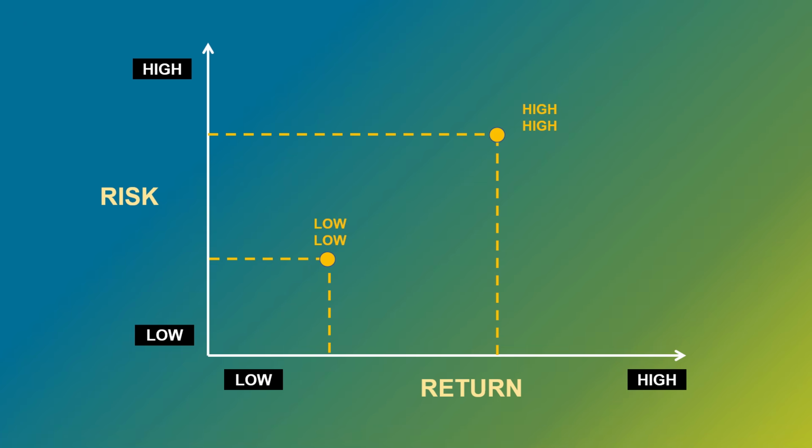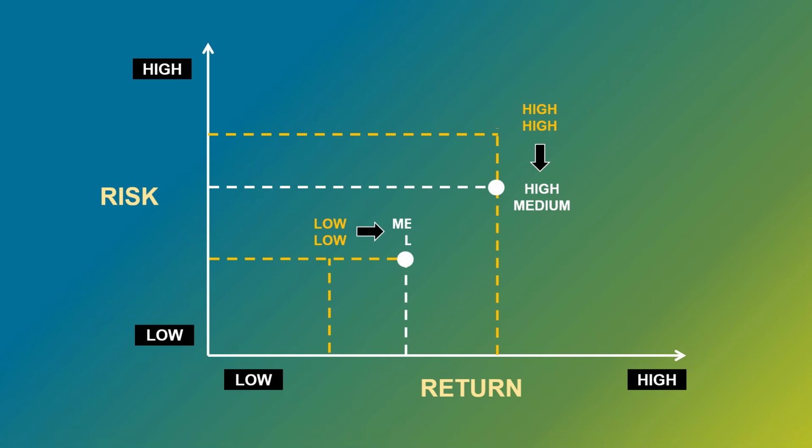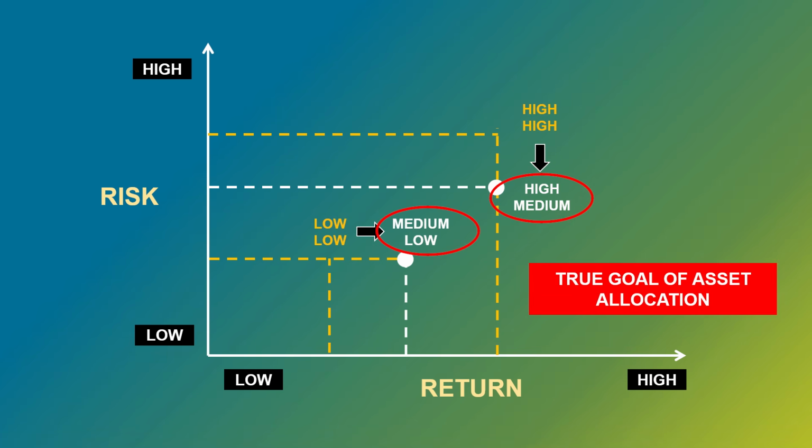Now, the purpose of asset allocation is to improve the return-risk equation, which means graphically, this portfolio should either aim to achieve a higher return for the same level of risk or achieve the same level of returns but at a lower portfolio risk. In other words, asset allocation helps you move from a high to a high-medium, or you move from a low to a medium-low. Both these scenarios represent an improvement in your risk-adjusted portfolio return, which is the true goal of doing asset allocation.